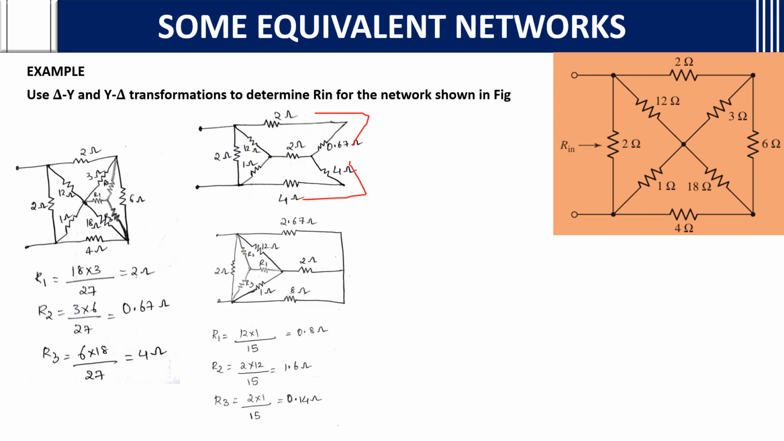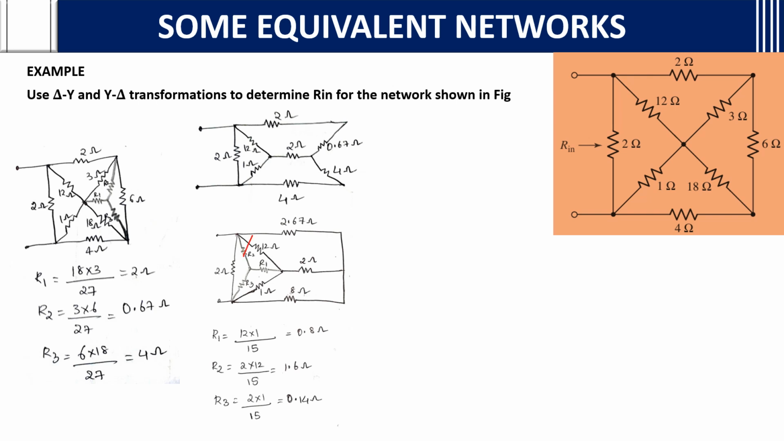Then you can add up, you will get 2.67 and 2 ohms. And once again, if you see, we need to convert this delta into star. To convert delta into star, use the same trick: R1 is the adjacent resistances 12 into 1, divided by 15 ohms, that is 2 plus 1 plus 12, that is 15 ohms. We divide it by the sum of the delta resistances, you will get 0.8.